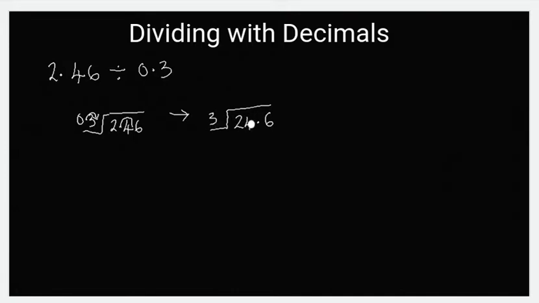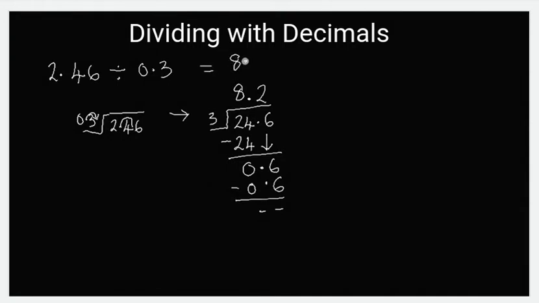So how many 3's can you find in 24? That's 8. 8 times 3, 24. You subtract. You have your 0 here. You bring this down, put your decimal point, and 6. As soon as you put your decimal point here, you put it right here in the quotient too. How many sets of 3's can you find in 6? That's 2. So 0.2 times 3 will give you 0.6. And then you subtract, you have your 0, 0. And this is actually your answer, 8.2.